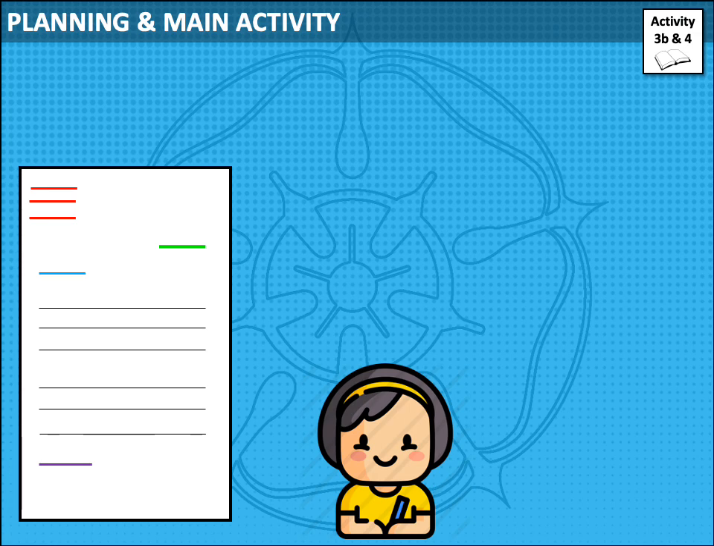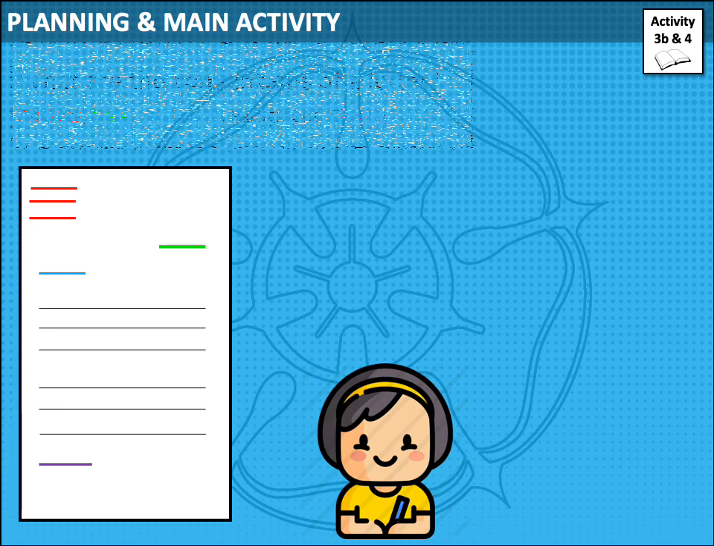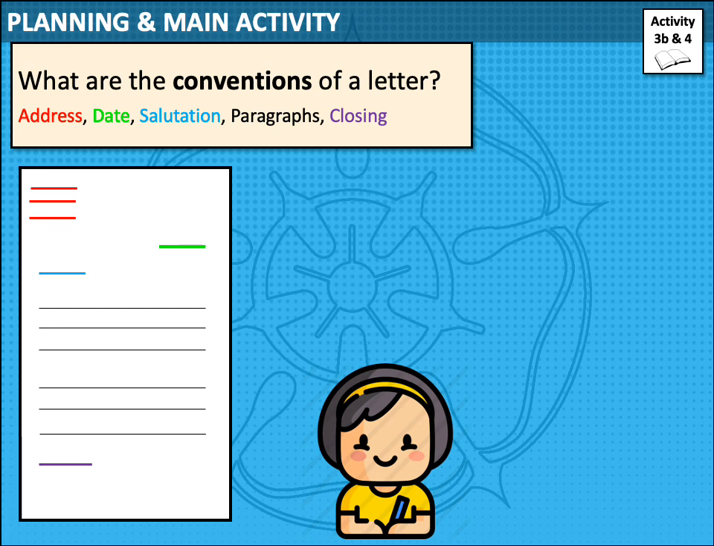What are the conventions of a letter? Well, if you have a look at the diagram, you'll see the answers. At the top, in the red lines, you'll see that you need to write your address. That's the person who's writing the letter will write the address. Underneath that, but usually justified to the right, is the date that you're writing the letter.